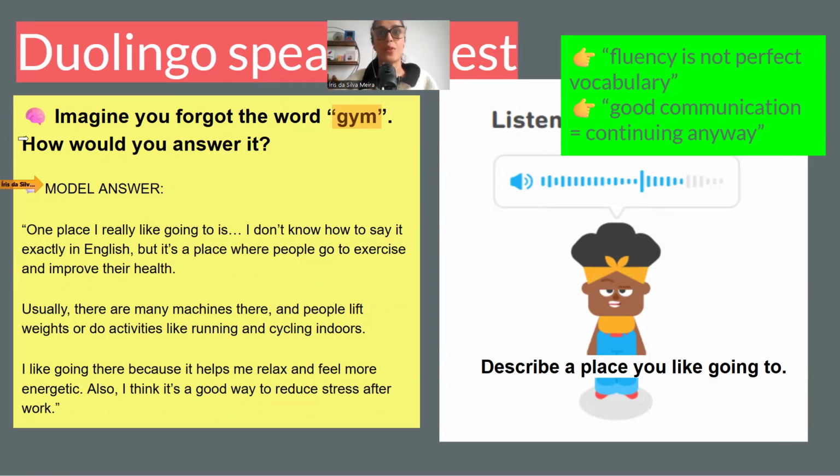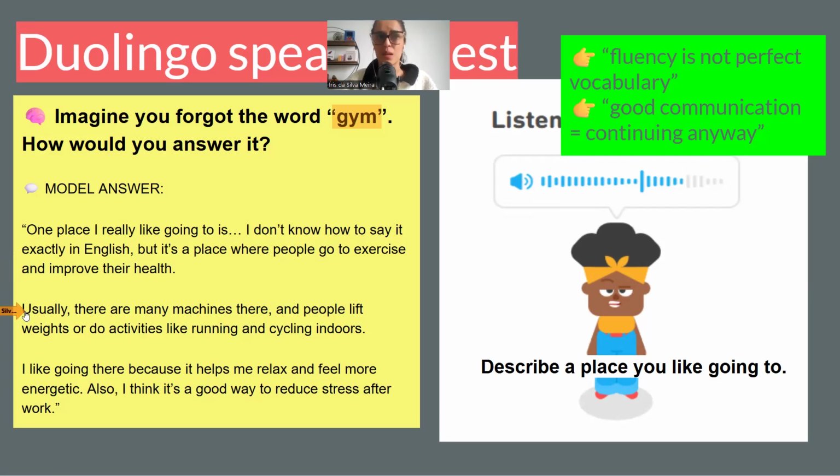But let's say you have forgotten how to say gym in English, but you want to talk about the gym. Here is a model answer to this question in case you have forgotten the word gym. So one place I really like going is, I don't know how to say it exactly in English, but it's a place where people go to exercise and improve their health.